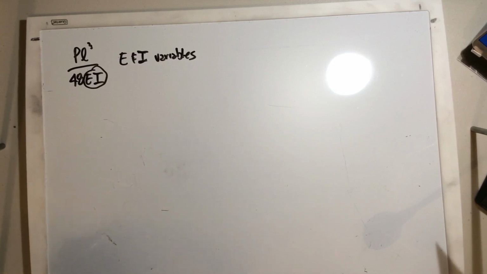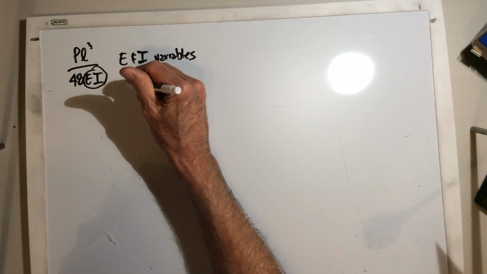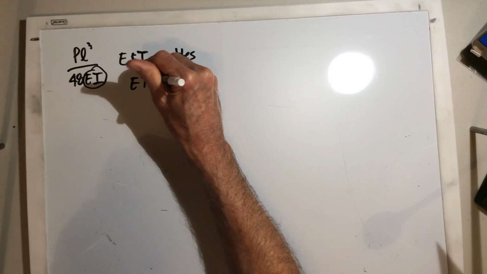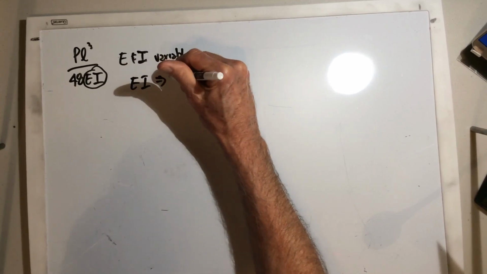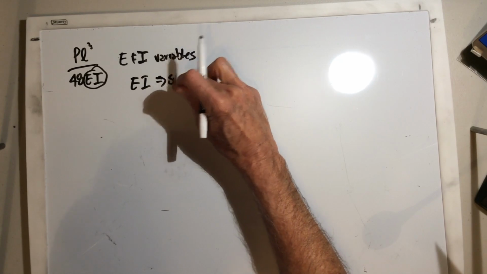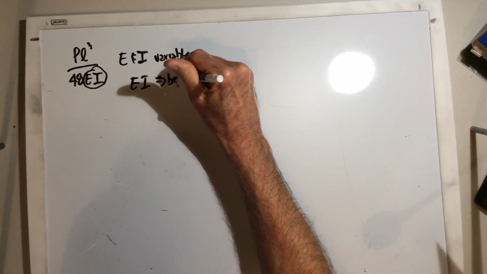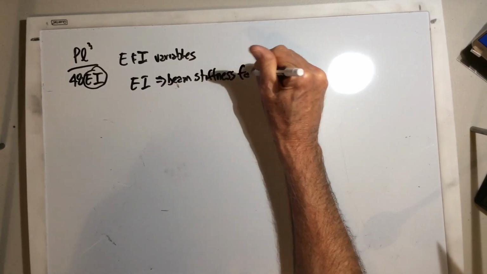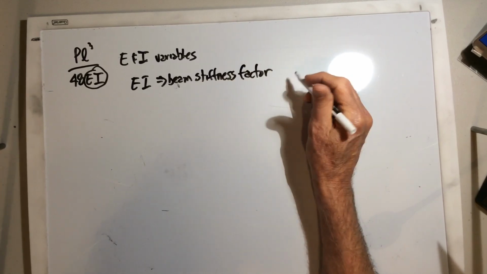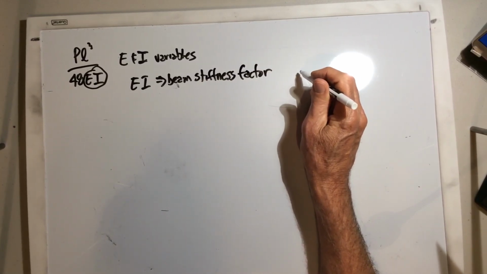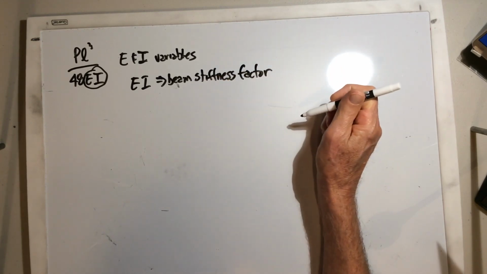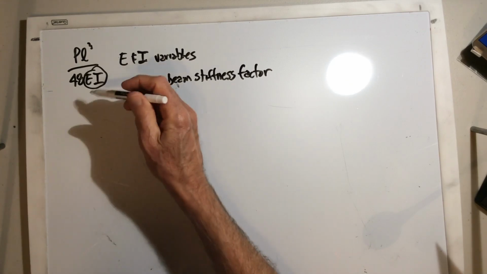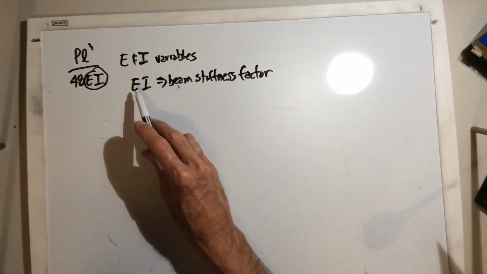Now, from a material standpoint, as we said the other day, the product of E and I is represented as the overall beam stiffness factor. And we said that deflection is inversely proportional to this beam stiffness factor, which means it's always in the denominator. So the deflection is always inversely proportional to this beam stiffness factor, which is E and I.